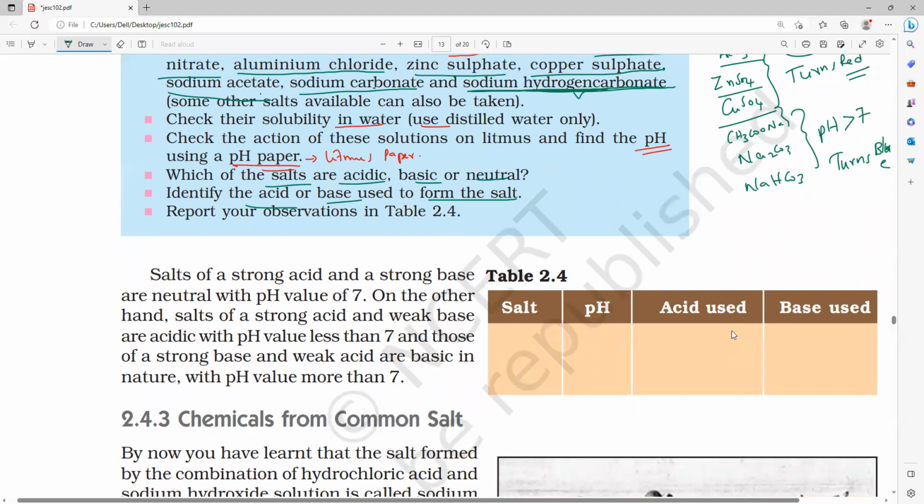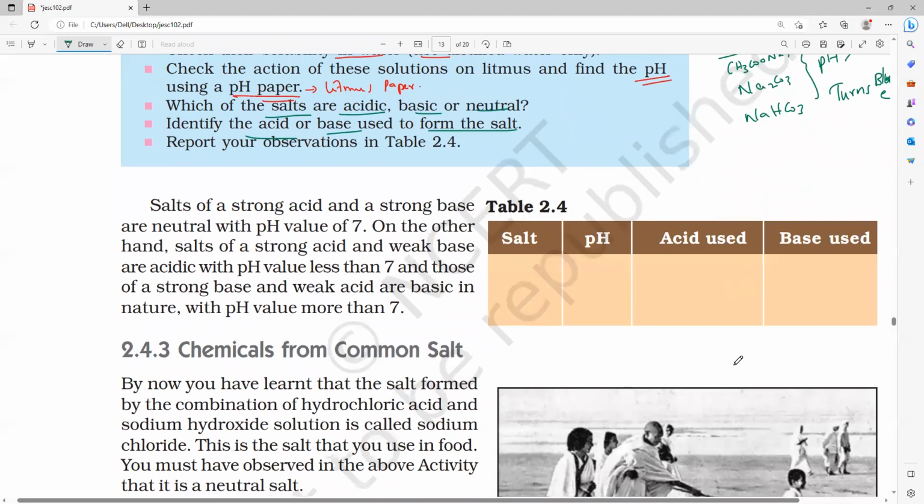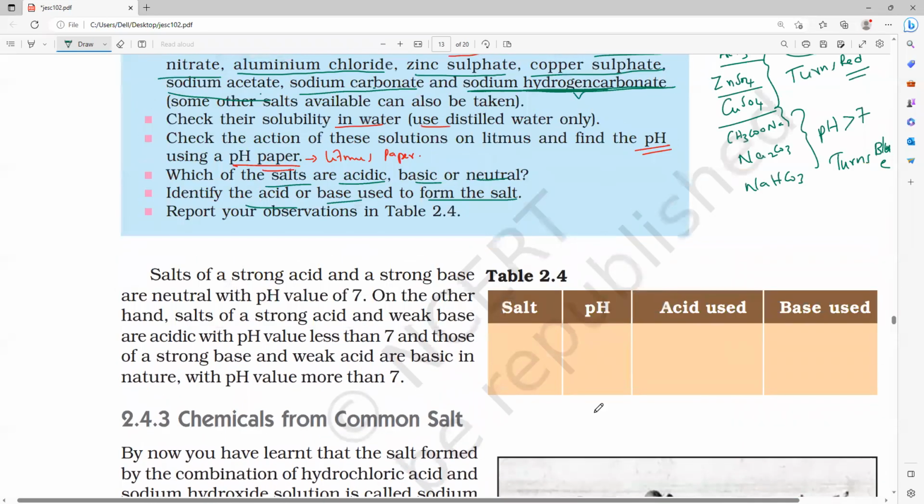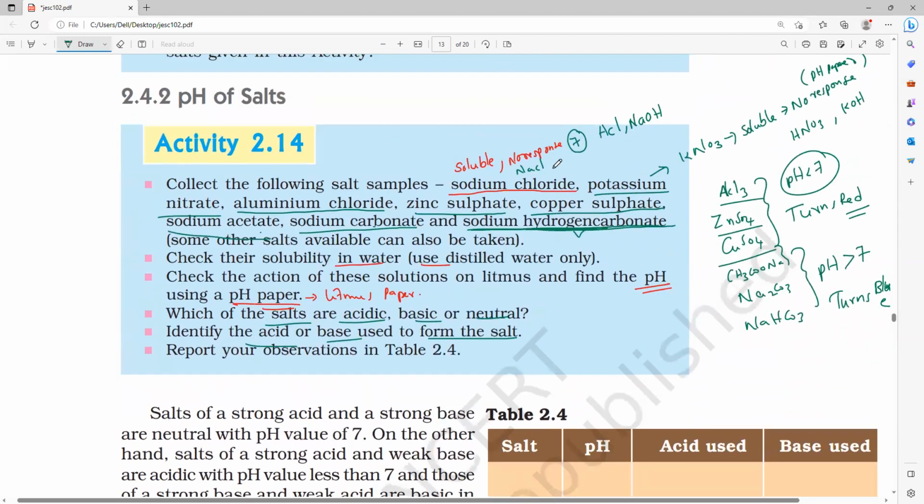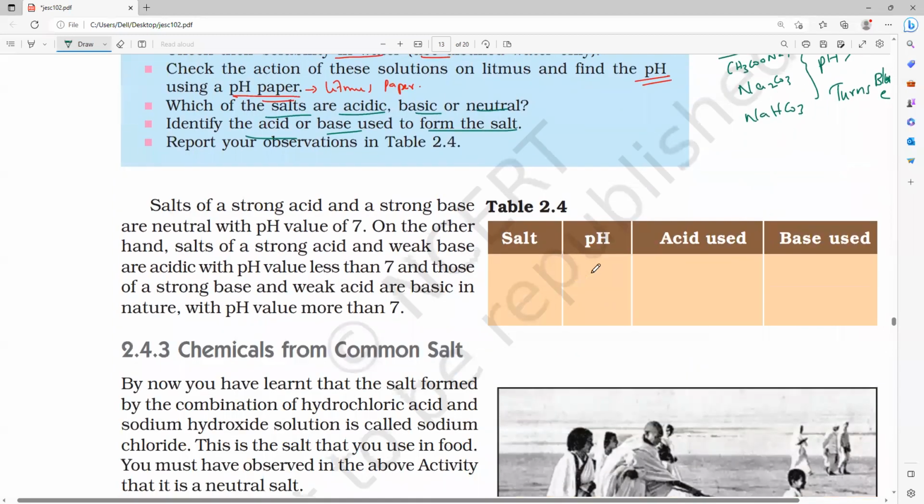Write the salt names perfectly and construct the tabular column. Write the pH value. The first two have pH value equal to 7: sodium chloride and potassium nitrate. The next three have pH value less than 7, and the next three have pH value greater than 7. Next, acid used and base used, that is the parent acid and parent base.